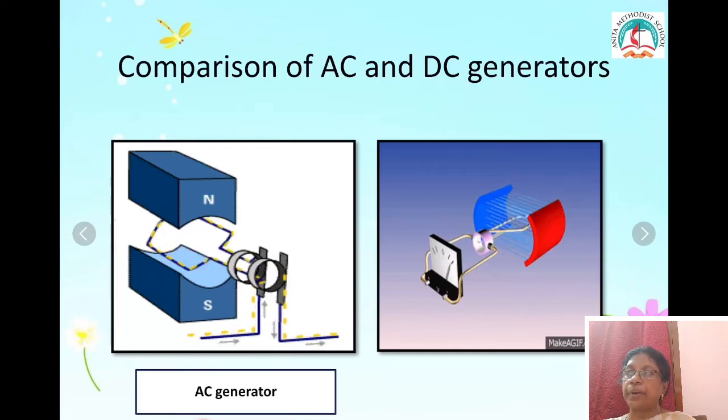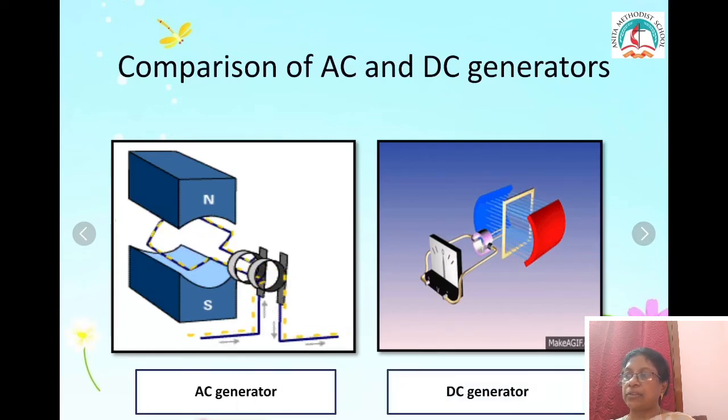Unidirectional current is produced using split rings, and using slip rings, alternate current is generated.